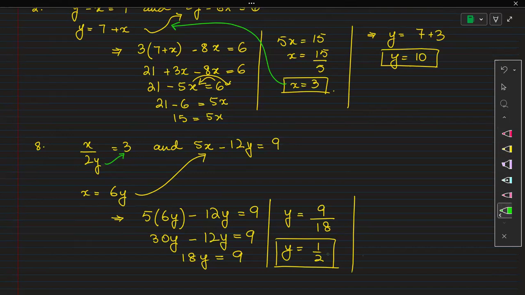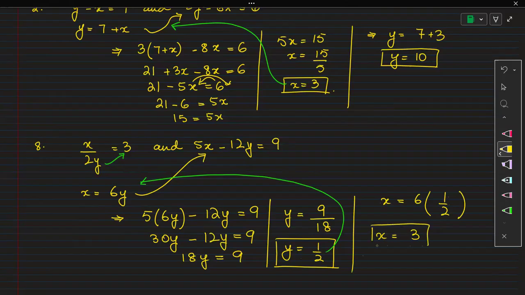Now this y equals 1 by 2 is going to be substituted over there. So we get x equals 6 times the value of y, which is 1 upon 2. So 6 times 1 by 2 is going to be 3. Again, we have got the common point. When these two lines intersect each other, they will have the common point, which is going to be 3 comma 1 by 2. Clear? 3 comma 1 by 2.